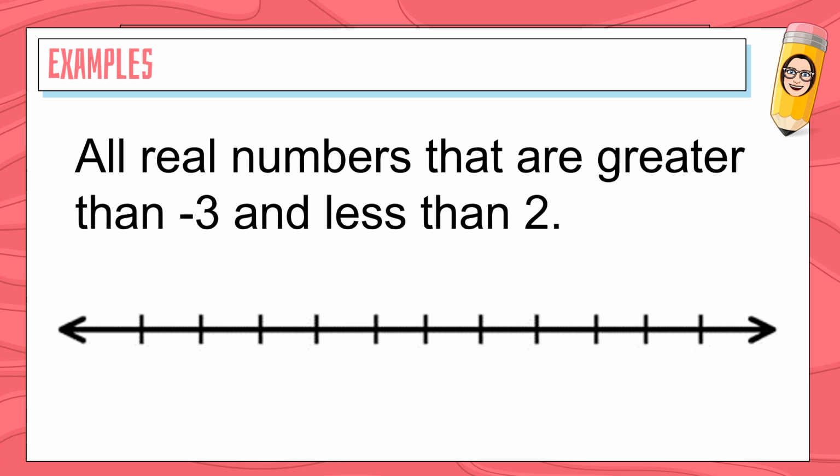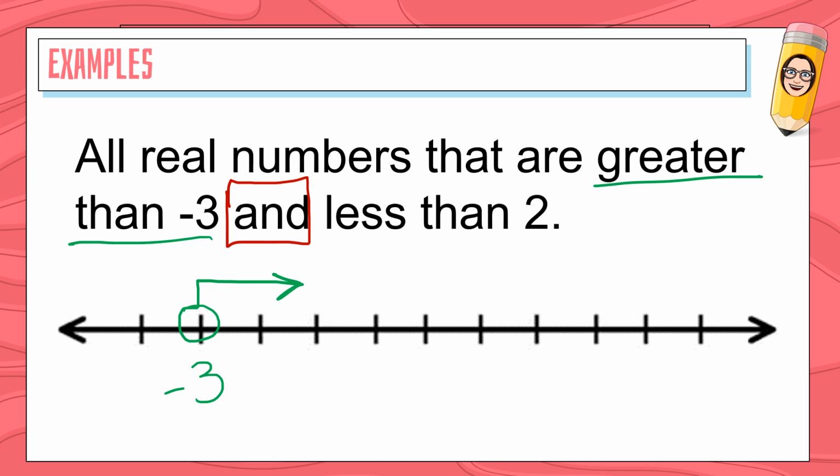All right, so let's start off with what does that kind of graph look like? Let's break this sentence apart into two pieces. The two pieces are separated by the word and. Our first piece says we want to graph all real numbers that are greater than -3. Greater than means open circle, greater than means to the right. If you do not understand that part, make sure you go and see my playlist and my previous videos. The second part says less than 2.